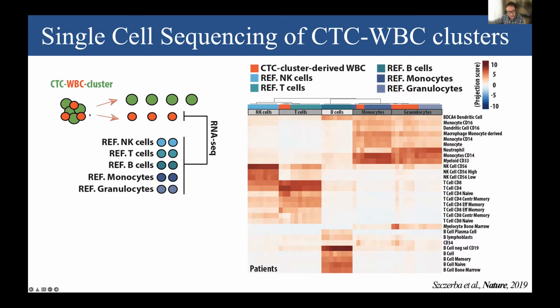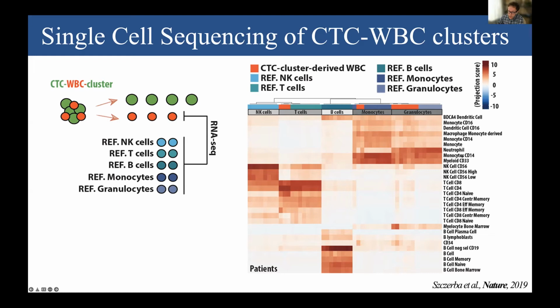And we compared the transcriptomic of the cells to reference white blood cell populations that we could isolate from the very same patients. We did that, and you can see the results here. So the red columns are the CTC-associated white blood cells. The other colors represent different white blood cell populations. They tend to be associated with myeloid cells.